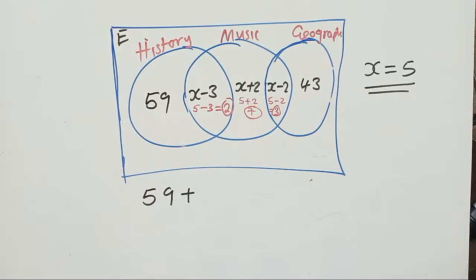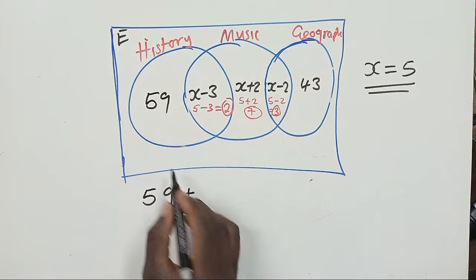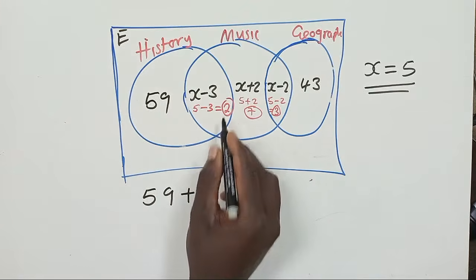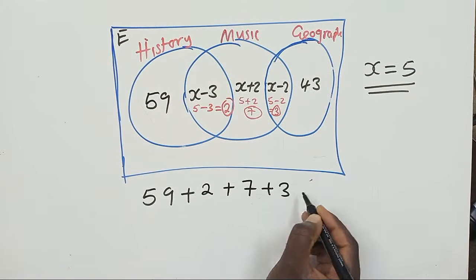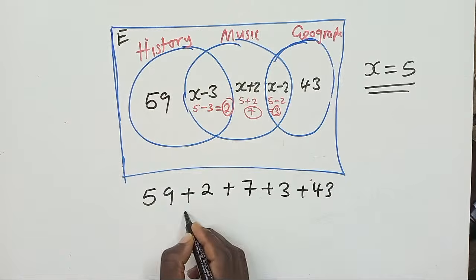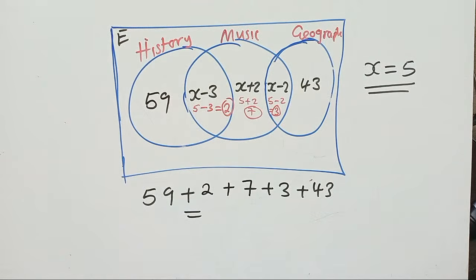So we just add everything. So 59 plus 2 plus 7 plus 3 plus 43. What are we getting? Try to do your calculations there. If you have a calculator, I don't have a calculator, so you just confirm if what I'm getting is true.